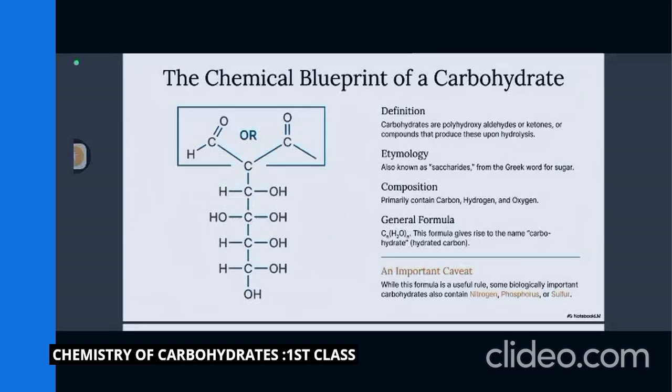It is known as a saccharide or sugar, from the Greek word. Primarily, as you can see in the structure, carbohydrates consist of carbon, hydrogen and oxygen. The general formula stands for CnH2nOn. This formula gives rise to the name carbohydrate because it is hydrated carbon. While the formula is a useful rule, some biologically important carbohydrates also contain nitrogen, phosphorus and sulfur.